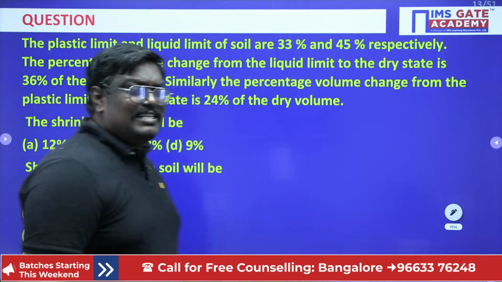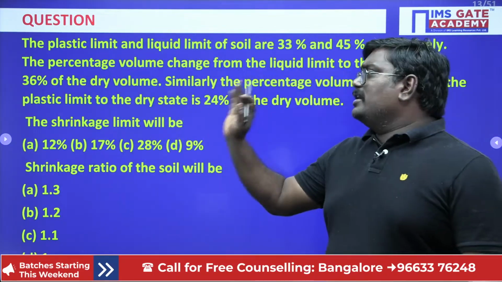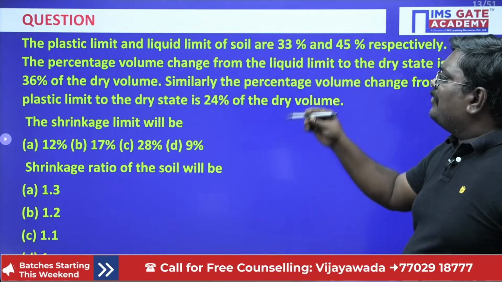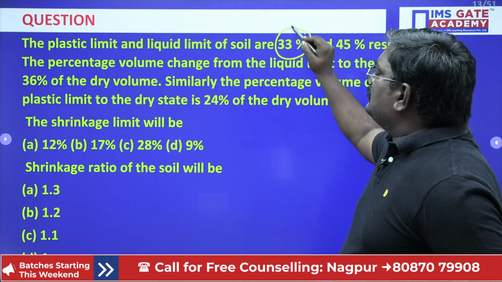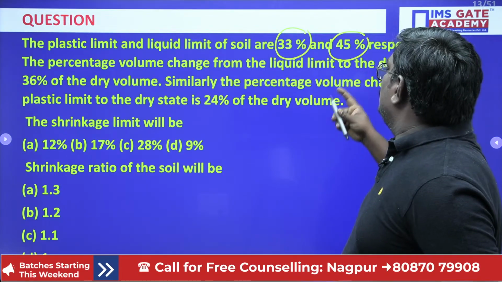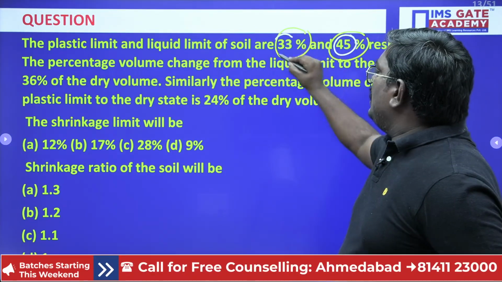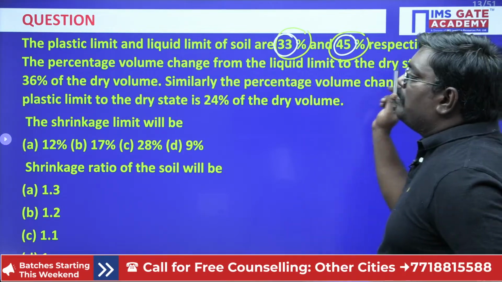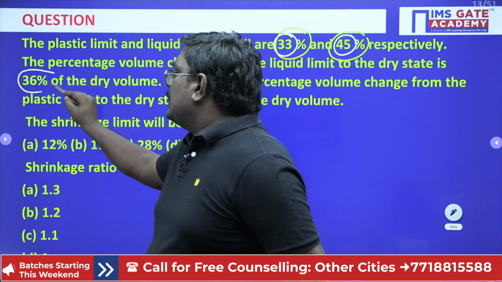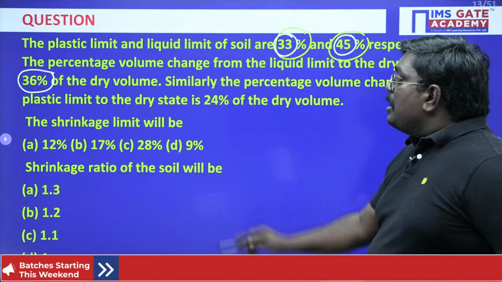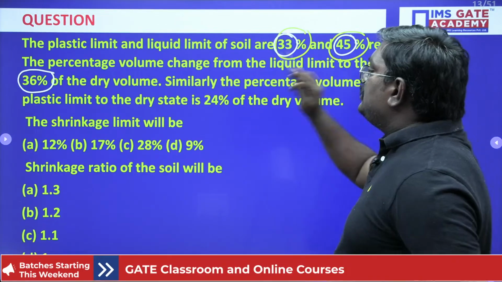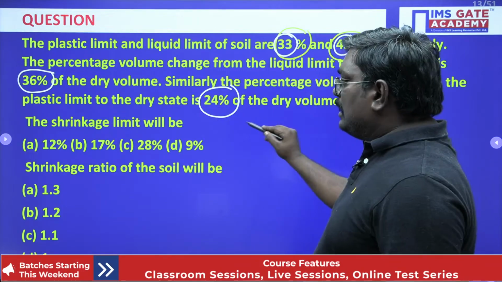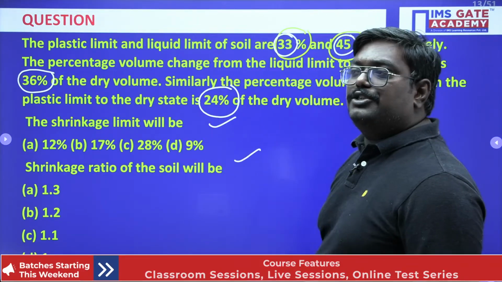Now, let us see. This is a classical problem. Try to understand this problem also. The plastic limit and liquid limit of a soil are 33 percent and 45 percent respectively. The percentage volume change from liquid limit to dry state is 36 percent. Similarly, the percentage volume change from plastic limit to dry state is 24 percent. Calculate the shrinkage limit and shrinkage ratio of the soil.